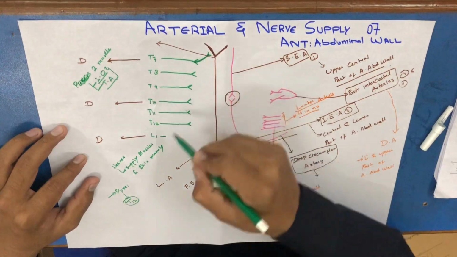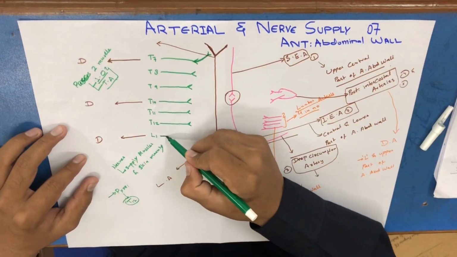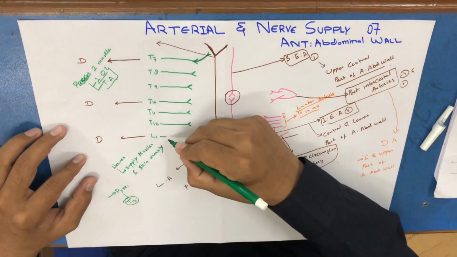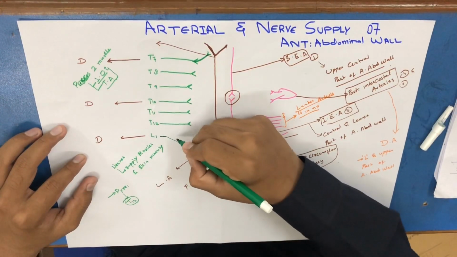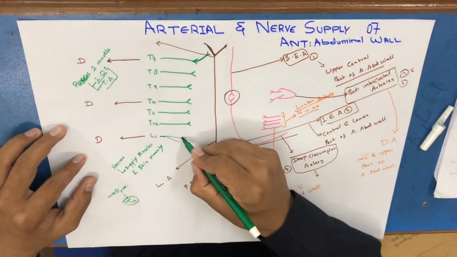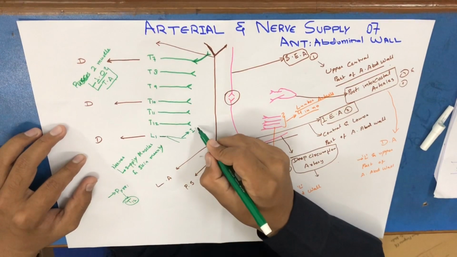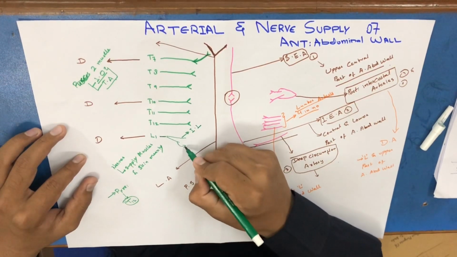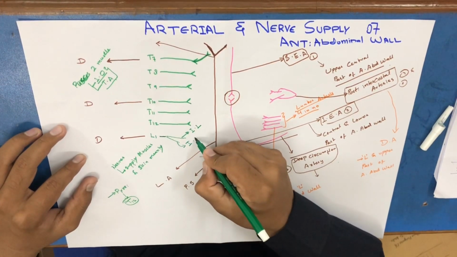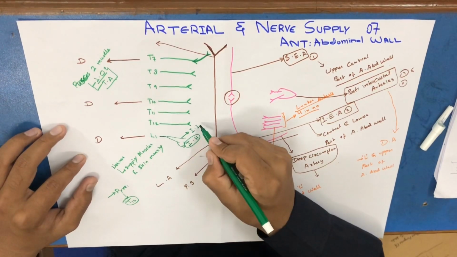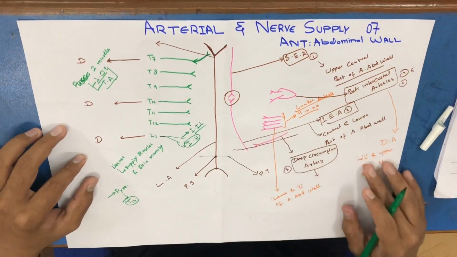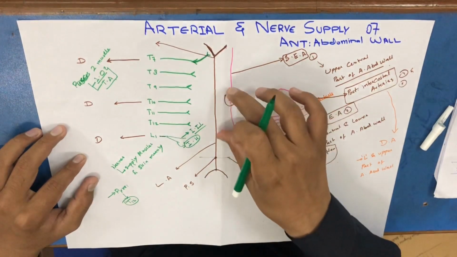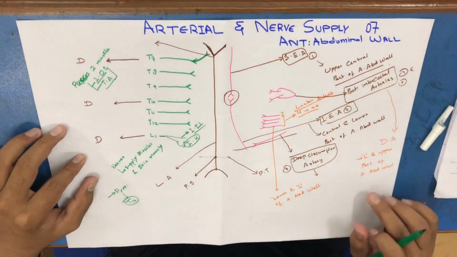So L1, when it comes from behind, divides into two. One is the ilioinguinal and the other is the iliohypogastric nerve. The ilioinguinal and iliohypogastric nerves supply the lower part of the anterior abdominal wall, right?